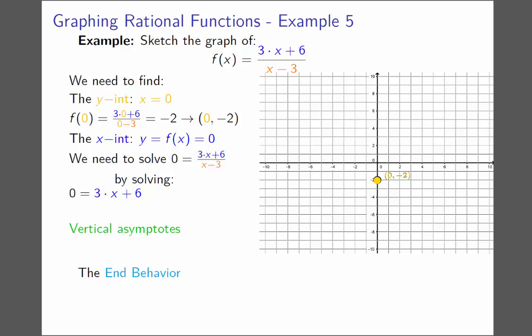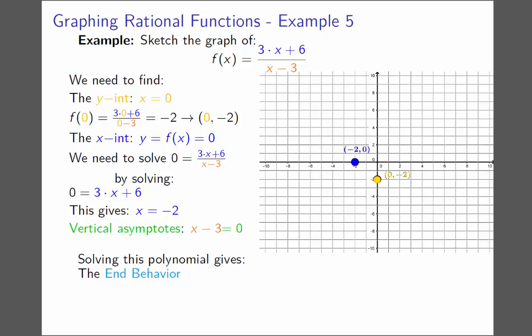Solving this by subtracting 6 and dividing by 3, we find that x equals negative 2. So the x-intercept is the point (negative 2, 0). Now, for the vertical asymptotes, we want to know when our denominator is 0. x minus 3 equals 0. We can easily solve this by adding 3 to both sides of our equation and getting that the vertical asymptote is at x equals 3, which we can put on our graph.